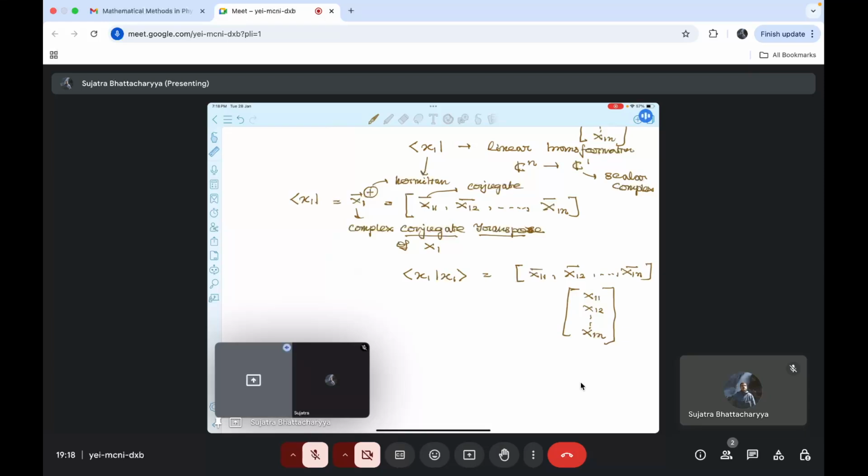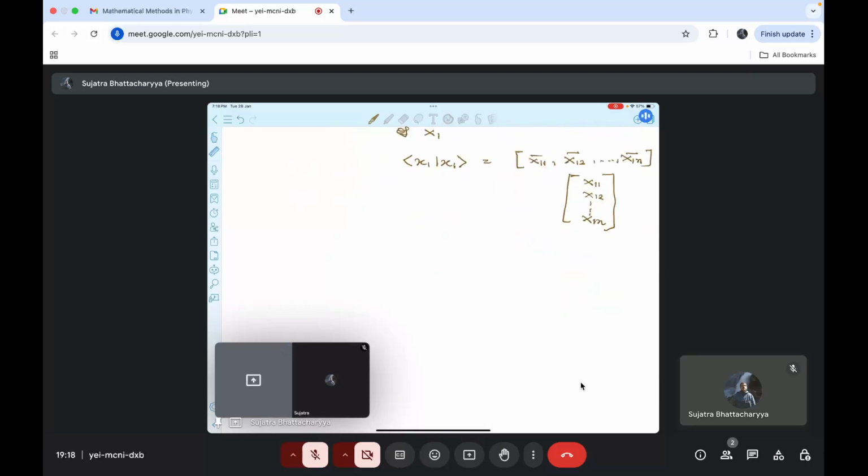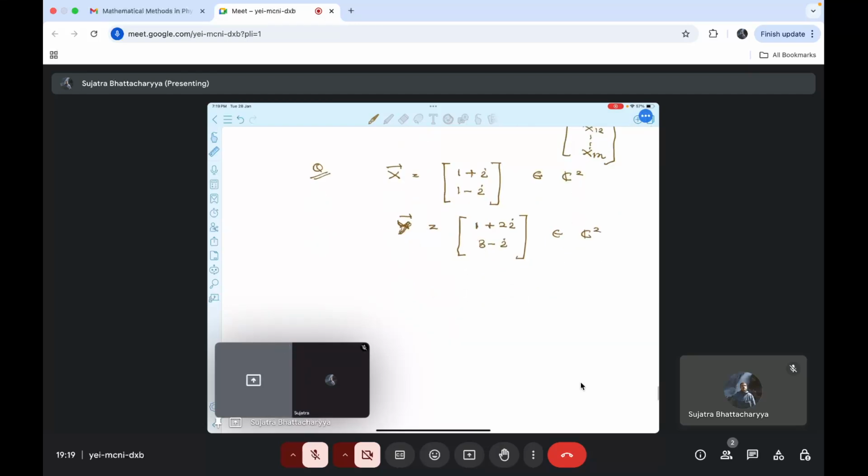So let us do a real example of this inner product, but in a complex way. Let us say x is a vector which is 1 plus i and 1 minus i. So this belongs to what? C2. Two elements are there. Similarly, y, another vector, consists of complex scalars, p minus i. Again, this also belongs to C2. All right, coming from the same vector space.